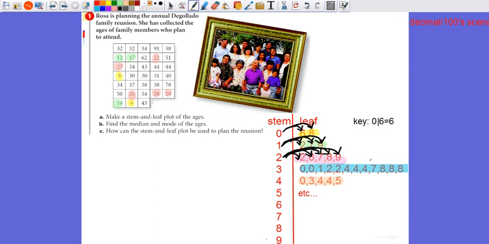And for the blues, for the 30s, I can just highlight all the 30s in blue, and you can see how I created it over here. So this is basically a stem and leaf plot. You can find the mean, median, and mode by doing the same thing with these numbers that we did yesterday.